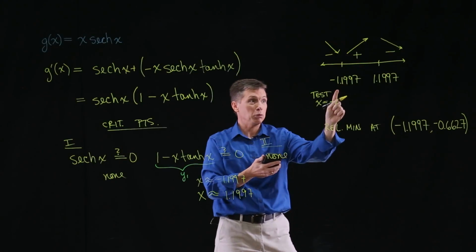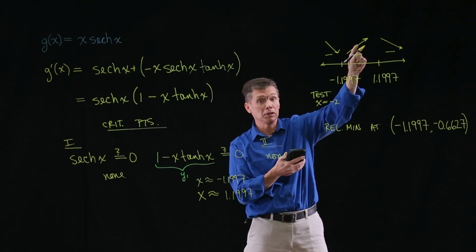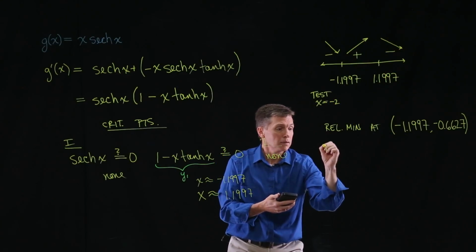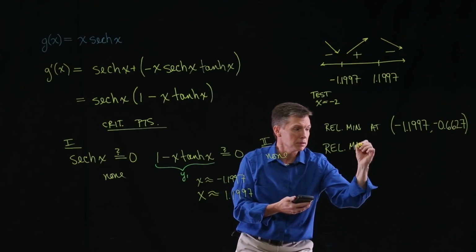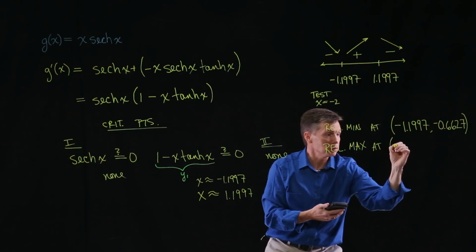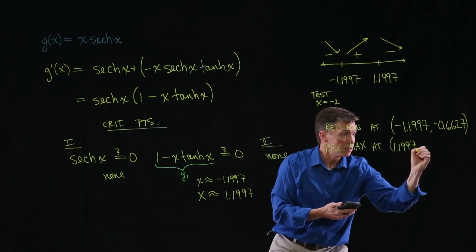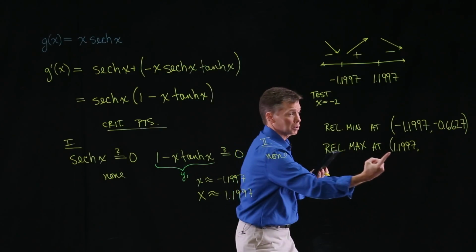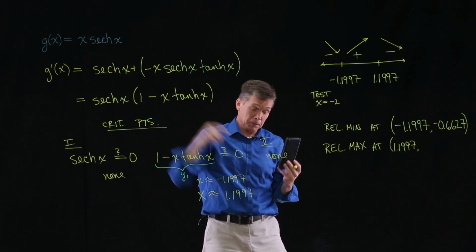Okay, that was from this critical point in the first derivative test telling me that it was a relative min. This also looks like a relative max. So I'll get ready for a second answer here. Relative max at my x value of 1.1997, comma, back to a calculator or a graphing utility, put 1.1997 into the original function.